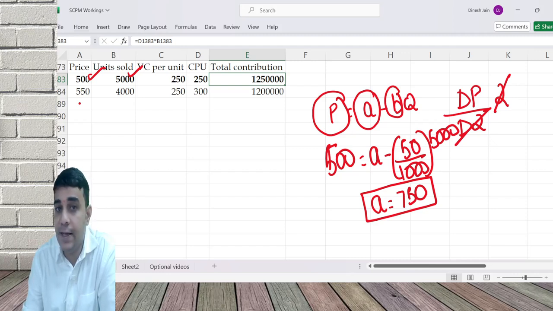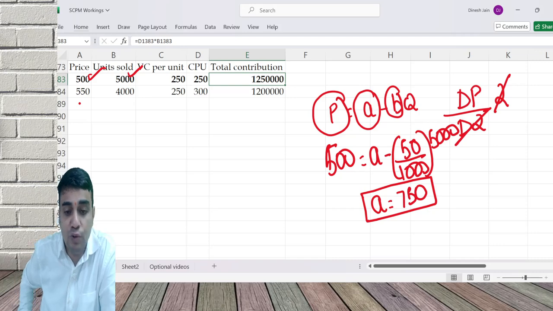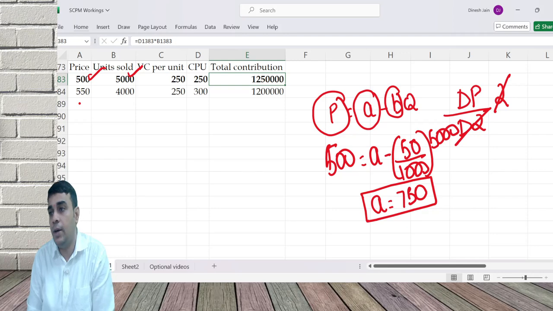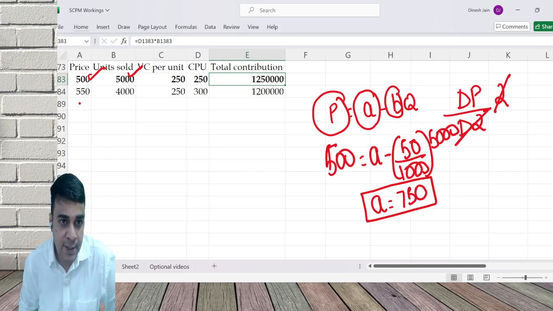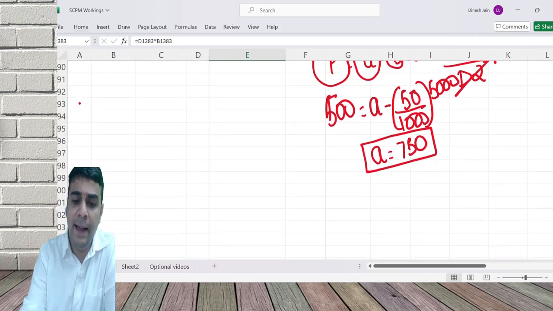I'll explain again. Price is equal to A minus BQ. With this, I'll not get an answer, I'll keep doing the calculation. This is the first part of the calculation. A minus BQ. 500 is equal to A minus what? 50 by 1000 into Q. What is 50 by 1000? Change in price by change in quantity. Quantity in the denominator, quantity in the numerator is cancelled. Price is equal to maximum price minus change in price. Clear?